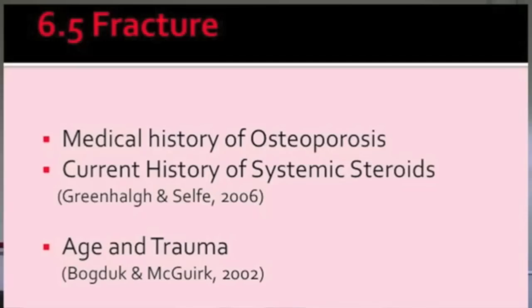If we're thinking about fracture, a medical history of osteoporosis and a current history of systemic steroids may be important questions. Age and the presence of trauma. Again, if somebody has sustained a relatively mild or what you would consider to be a trivial trauma and they've sustained a fracture, you need to start to think, why? Why would somebody fracture with this level of force or with this level of violence? And if it's relatively low, then be suspicious.